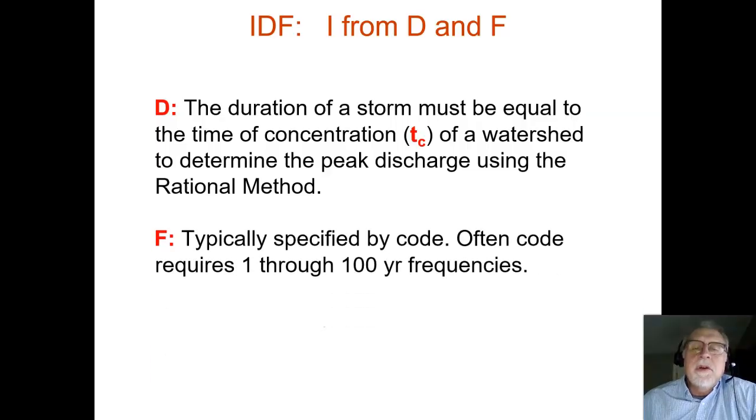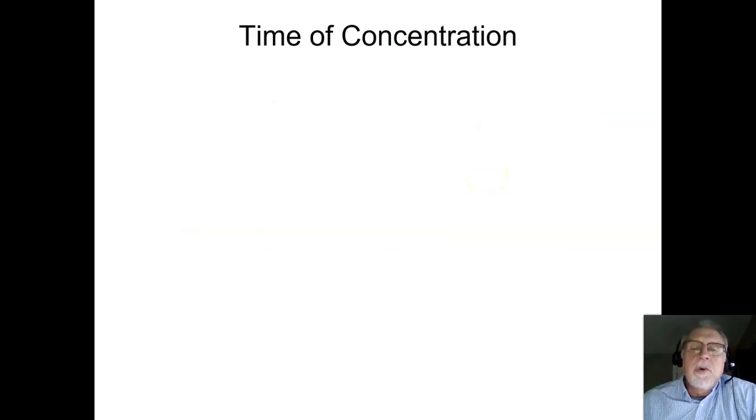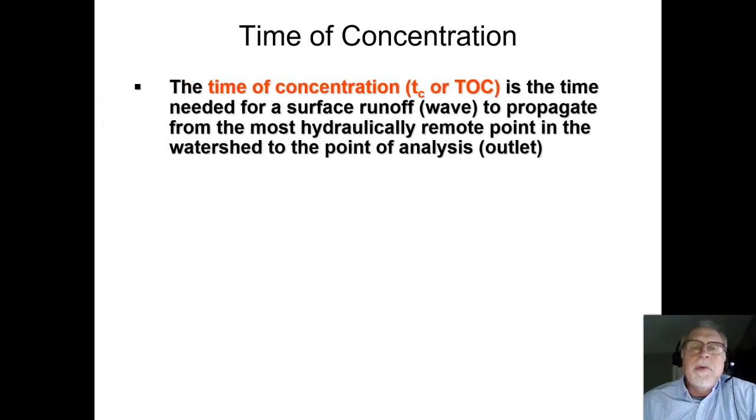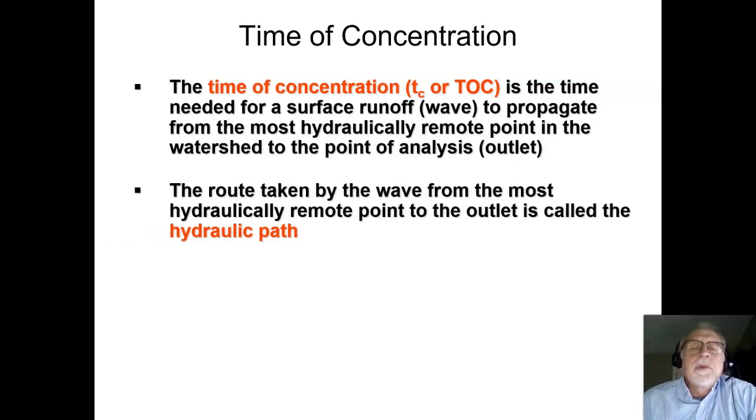The frequency is typically specified by the code, which often requires 1 through 100 year frequencies. We saw for development in Monroe Township, you had to do it for each frequency from 1 to 100 year. All right, so the time of concentration, you'll see this put different ways. T with a sub C, sometimes a capital T with a sub C, or TOC, is the time needed for a surface runoff to propagate from the most hydraulically remote point in the watershed to the point of analysis, the outlet.